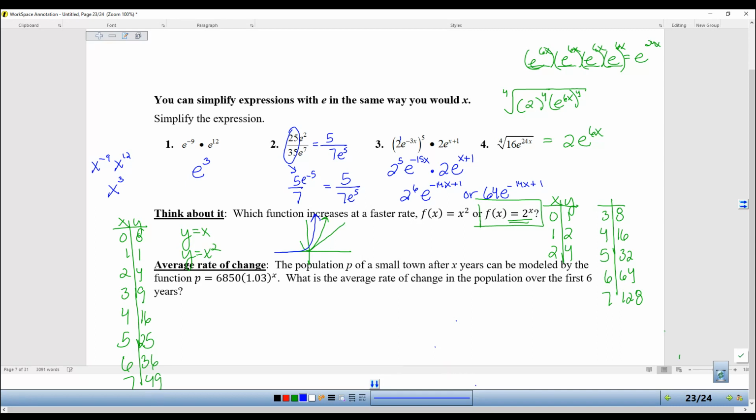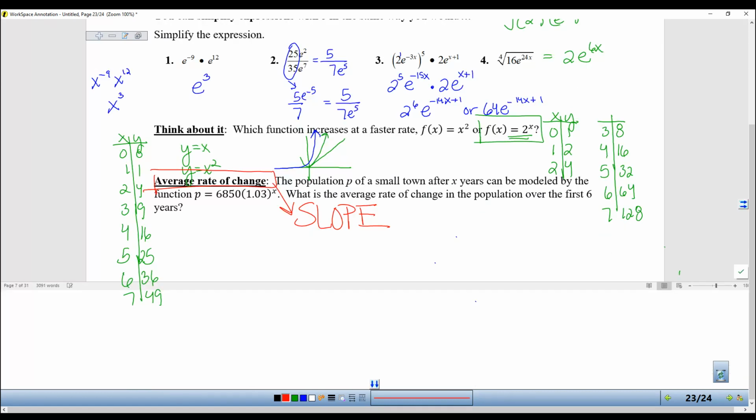Average rate of change. When you see this phrase, I need you to be thinking slope every time. Average rate of change means slope. So what do you need to find the slope of something? You just need 2 points. They want to know the average rate of change in the population over the first 6 years. So that means they want you to start at year 0 and go to year 6.